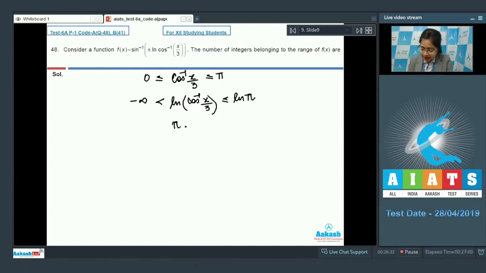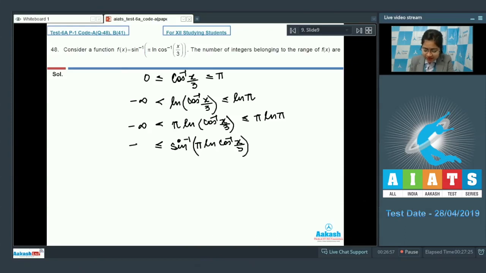Now, multiplying by pi, we will get pi into ln of cos inverse x by 3. It will go from minus infinity to pi times ln pi. Now, applying sine inverse, we can see that sine inverse of pi into ln of cos inverse x by 3 has its maximum limit from minus pi by 2 to pi by 2. So it will go from minus pi by 2 to pi by 2. So this is the range of the function. So the number of integers belonging to the range of f(x) will be minus 1, 0 and 1. That is, we have 3 integers. So the answer will be 3.